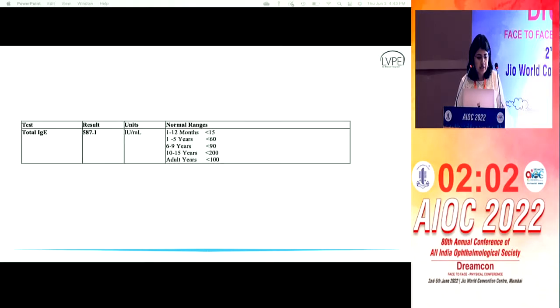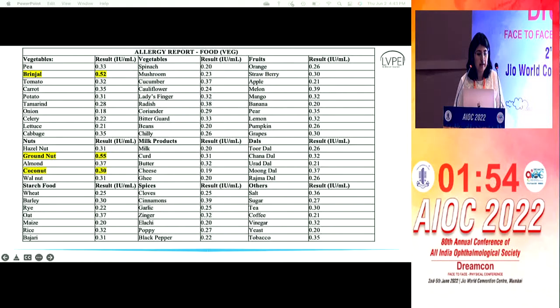Her total IgE was elevated. You can see it's almost 600, whereas the normal for that age is less than 200. So we went ahead and carried out an allergen-specific IgE. Now, the type of allergen depends upon what is the most common allergen in that geographic area, and this is the panel that is available in our geographical area.